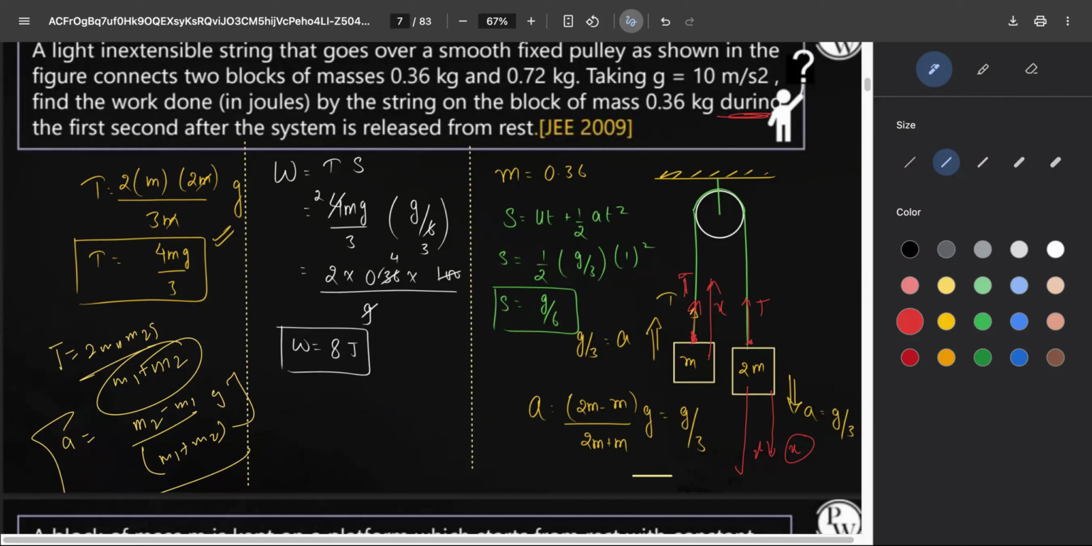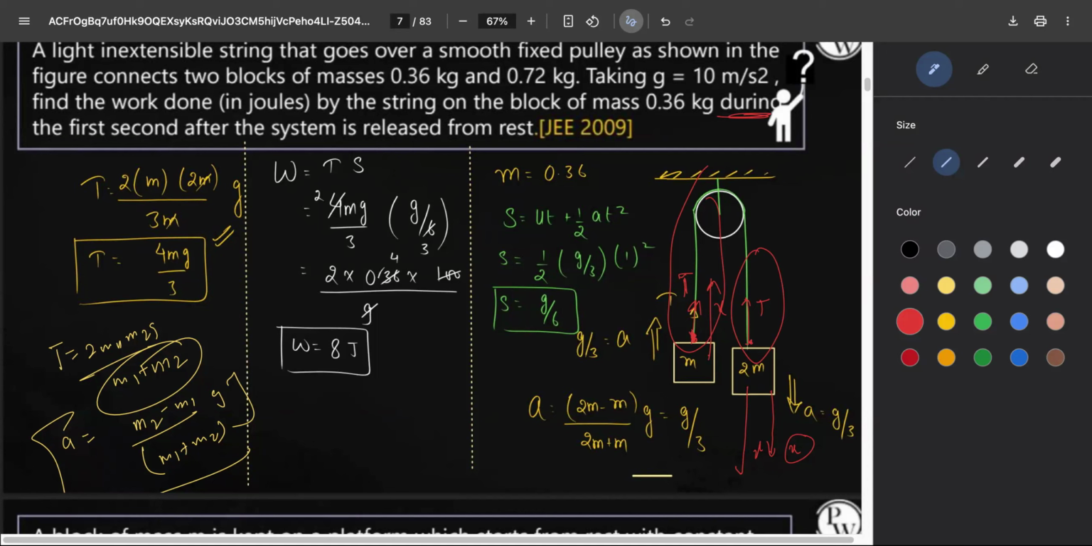So I guess that is the only answer. What is the answer? Okay, look, if you see carefully, whatever work this part of the string is going to do, this other part of the string is going to do the same amount of work in a negative direction.